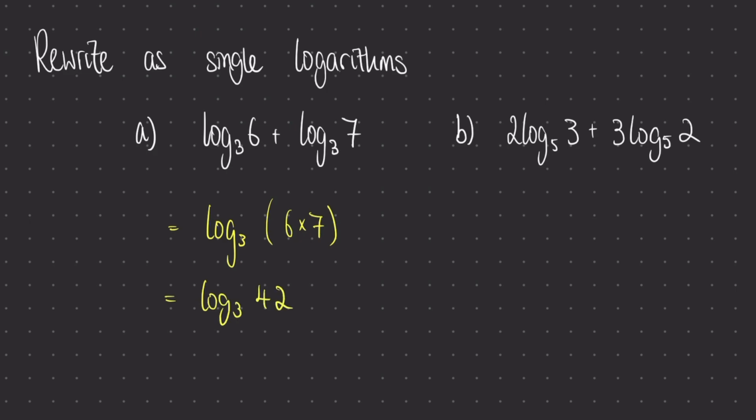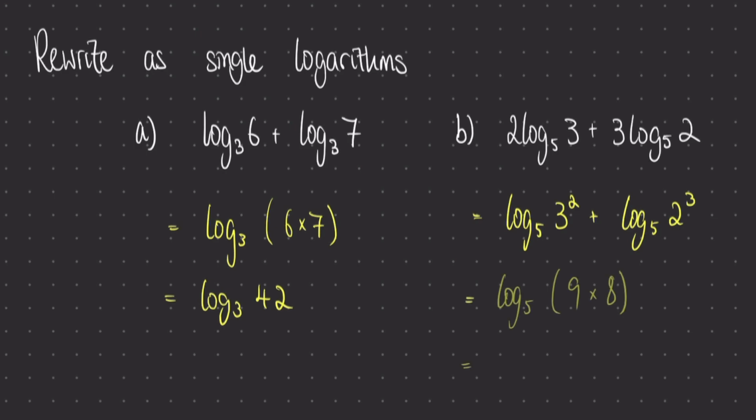For the second part, we can't combine logs if there are numbers being multiplied in front of them, so we have to first use the power law to remove those. Now we can use the multiplication law in order to combine the logs. And our final answer will be log to the base 5 of 72.